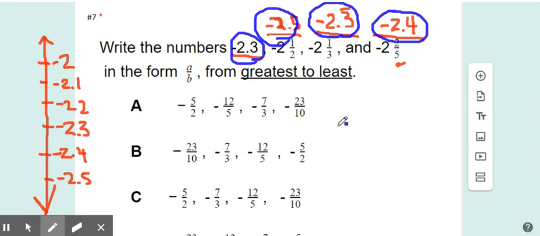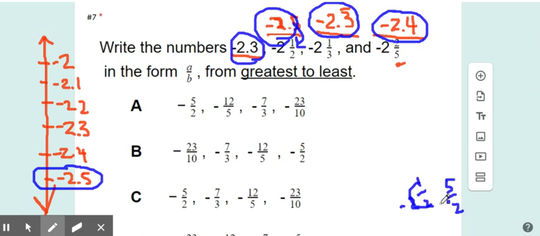So the number furthest down on the number line, that will be this one, right? Negative 2.5. And so I know if I want the list in order from greatest to least, that this number, negative 2.5, should be the last number in the list. Now remember, this number is also negative 2 and 1/2. And by using the C method, 2 times 2 is 4, 4 plus 1 is 5. So this is the same as negative 5 halves.